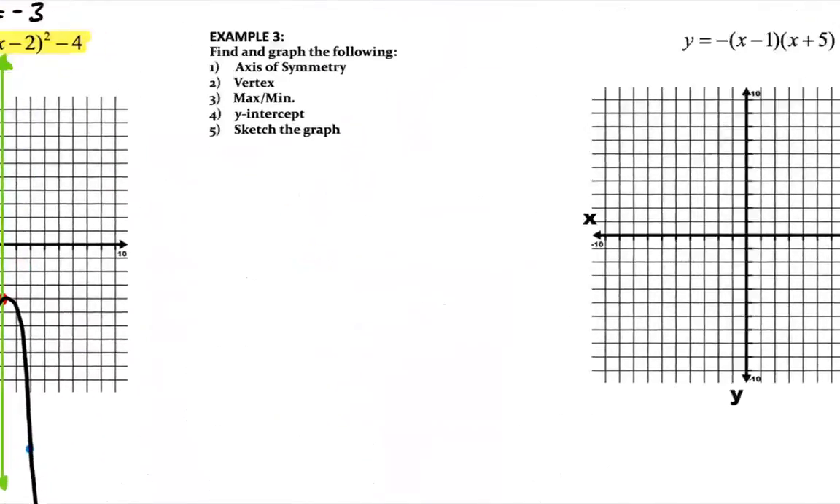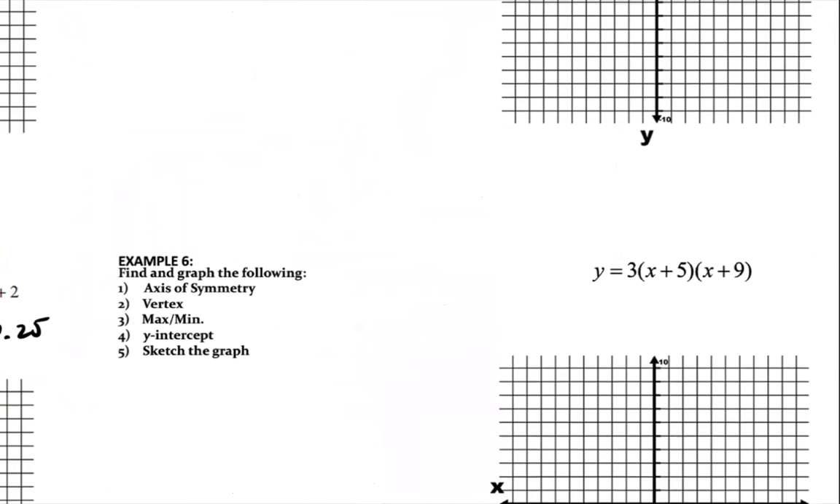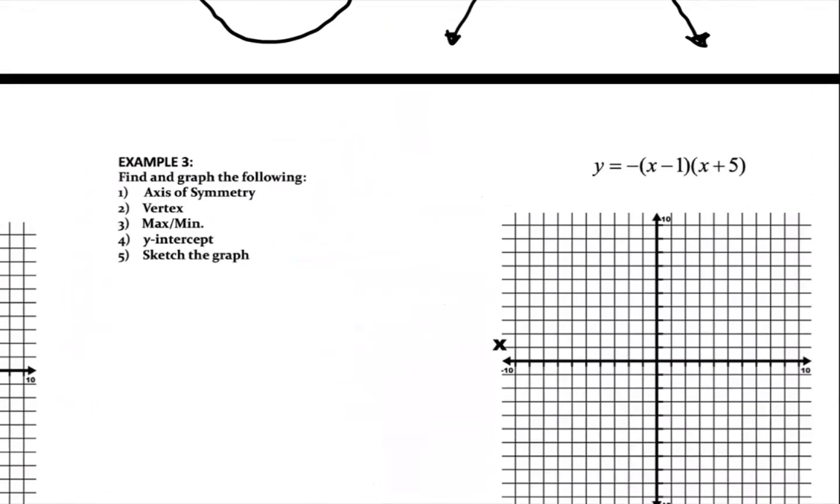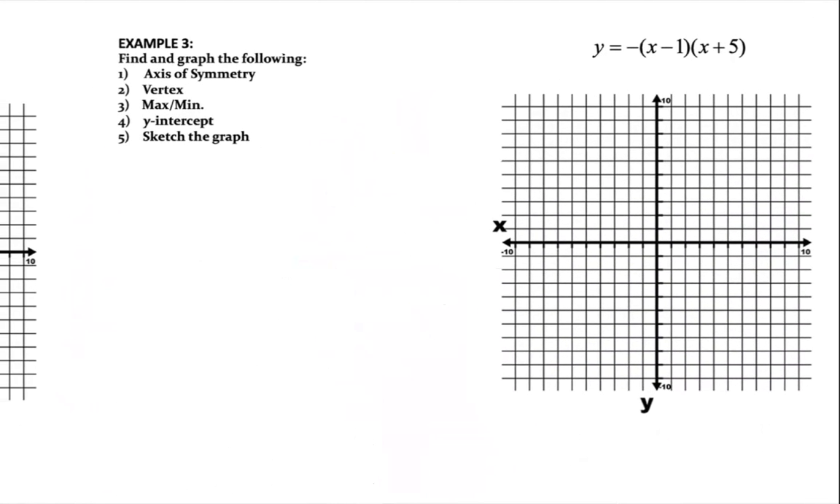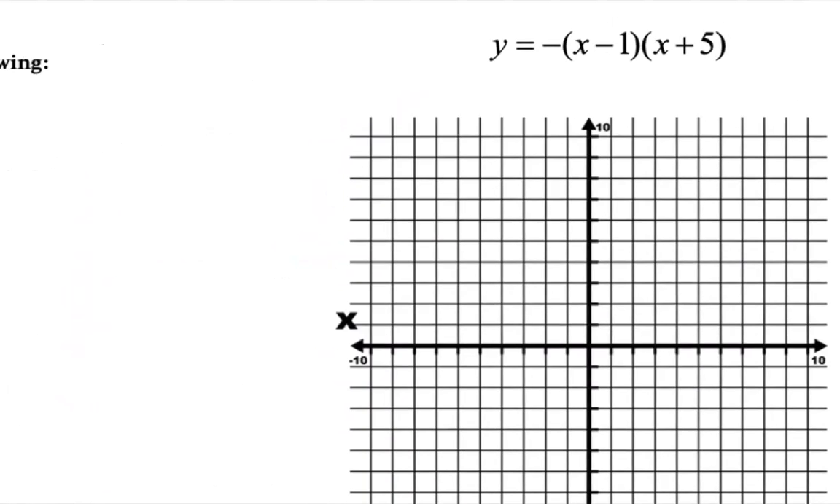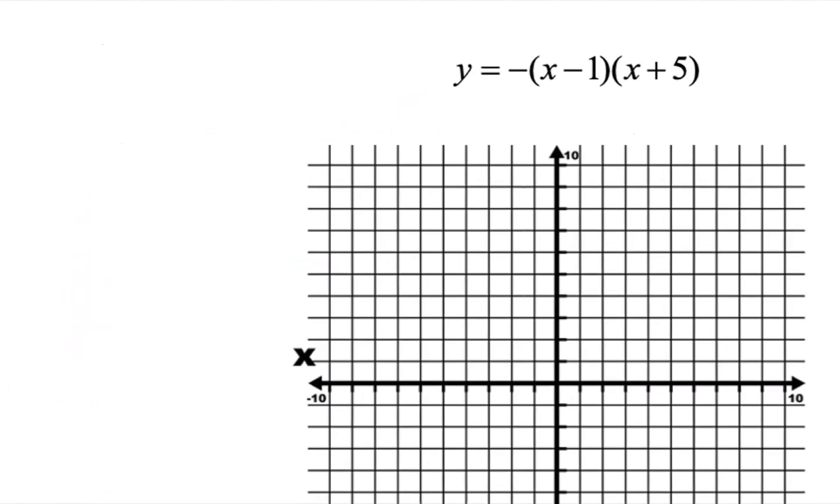Okay, so let's go to number 3. We're not going to finish 3 and 4, but at least hopefully we'll finish 3, and then we'll finish 4 tomorrow. Okay, different form now. This is in factored form. Still has an A though. What is A going to be? -1, right? Negative in front, still A. So that means the arrows are going to be going down.